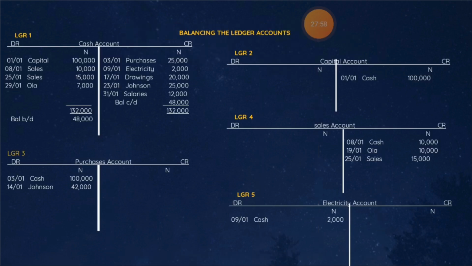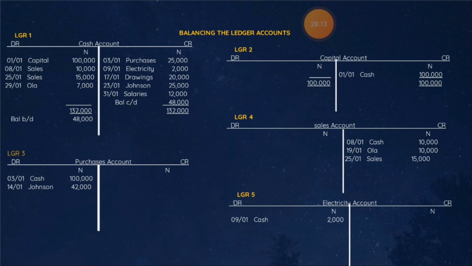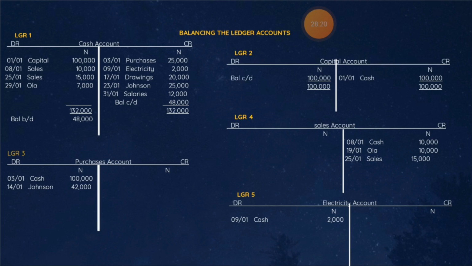So the next ledger, which is ledger number 2, is the capital account. Capital is a credit transaction. We have 100,000 at the credit side, we have nothing at the debit side. So let's close the account. If we close the account, the 100,000 that we are having will be written at the total of the two sides. At the debit side, we don't have anything there, so we are going to have balance carried down, which is 100,000 at that debit side.